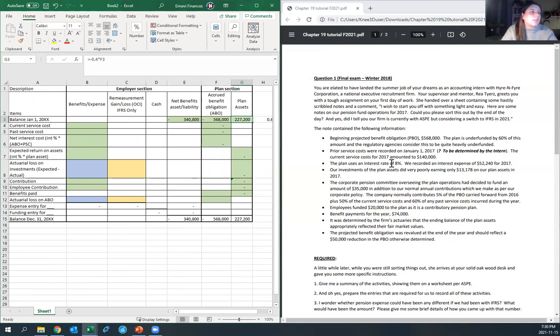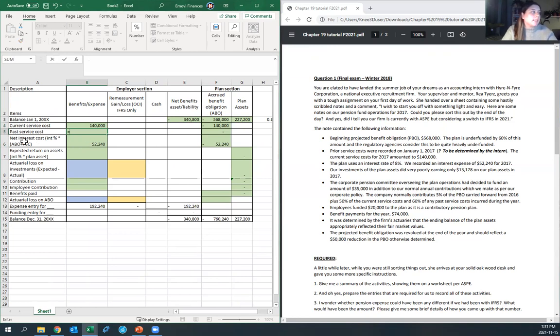Since the prior service costs were recorded on January 1st, 2017, we're going to have to determine them. So we're going to need our net interest costs to be able to figure out our past service costs. And the current service costs for 2017 amounted to $140,000. So I'm just going to put that in our current service costs. The plan uses an interest rate of 8%. We recorded an interest expense of $52,240. So we have the amount here. So with this amount, we're going to be able to figure out the past service costs.